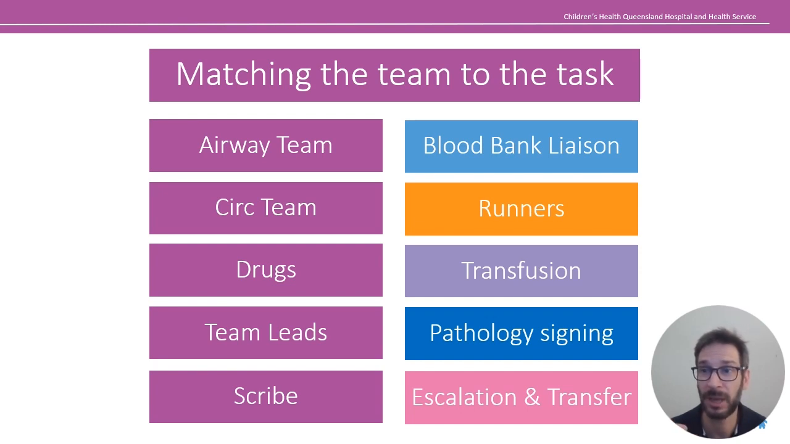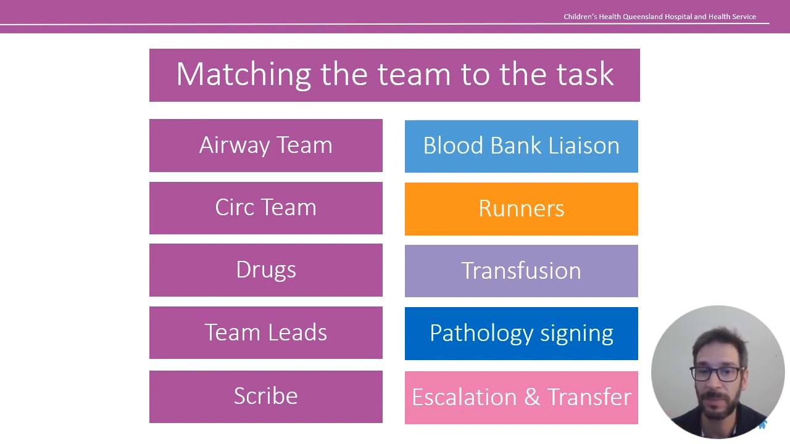So if you think about we've got our usual structure like airway, circulation, procedures, drugs, team lead, and scribe, and that's pretty familiar, right? But we've also got some new stuff, right? So we've got blood bank liaison, runners, transfusion, pathology signing, escalation and transfer. And those things we do less, and so we can be rusty at them.